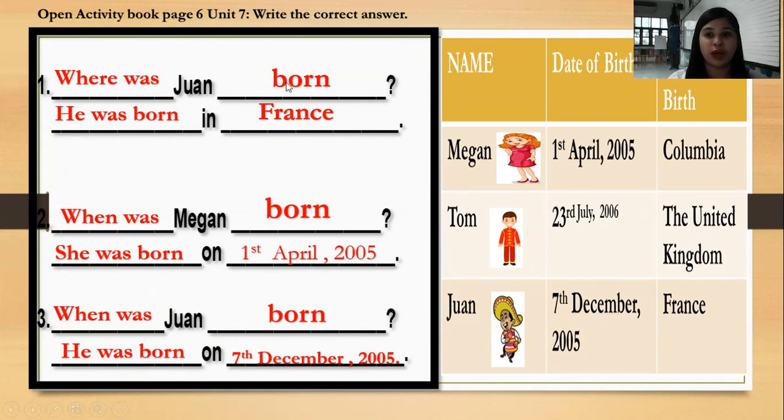Where was Juan born? He was born in France. When was Megan born? She was born on 21st April 2005. When was Juan born? He was born on the 7th day of December 2005.